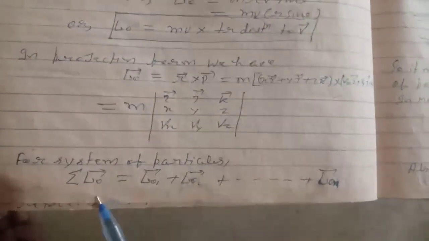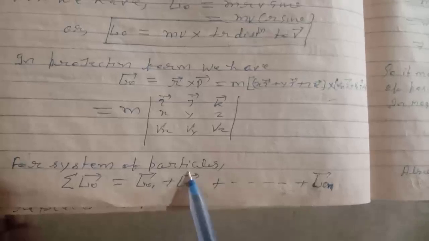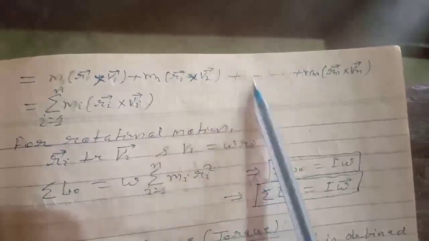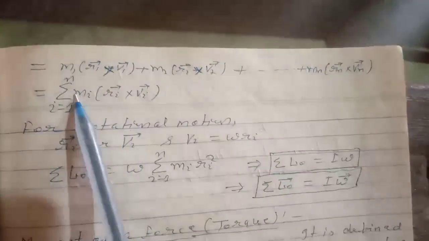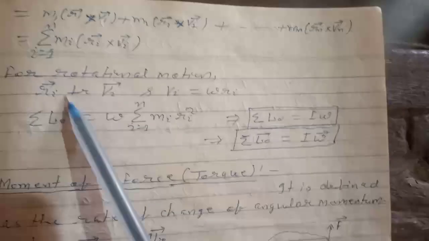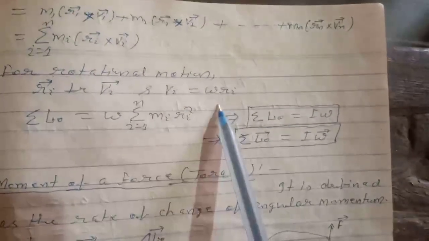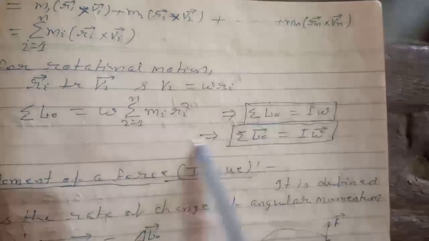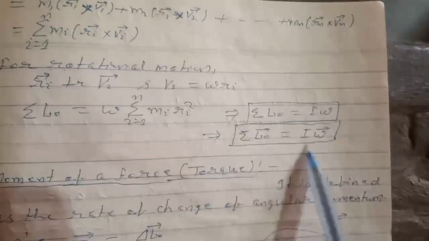For a system of particles, sigma L0 equals L01 plus L02 plus up to L0n, equals m1 into (r1 cross v1) plus m2 into (r2 cross v2) plus up to mn into (rn cross vn), equals sigma i equals 1 to n of mi ri cross vi. For rotational motion, ri is perpendicular to vi and vi equal to omega ri, so sigma L0 equals omega into sigma i equals 1 to n of mi ri square, or sigma L0 equal to I omega, and in vector form I omega vector.